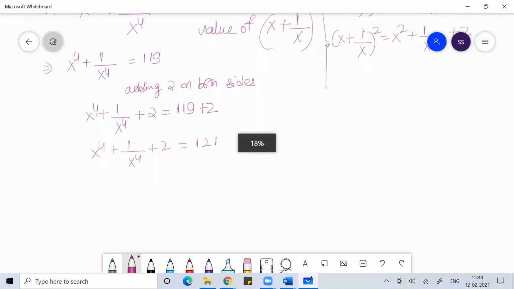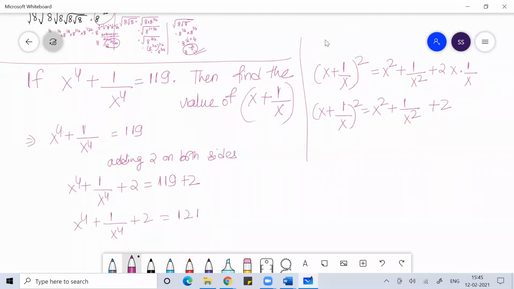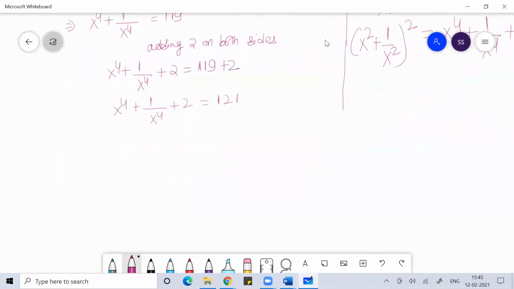Any doubt, anyone? What did I do? I just added plus 2. Sir, why did you add plus 2? Because I want it in this format: x to the power 4 plus 1 by x to the power 4 plus 2. If I get it in this format, automatically I'll get x square plus 1 by x square whole square. I hope you are getting this.